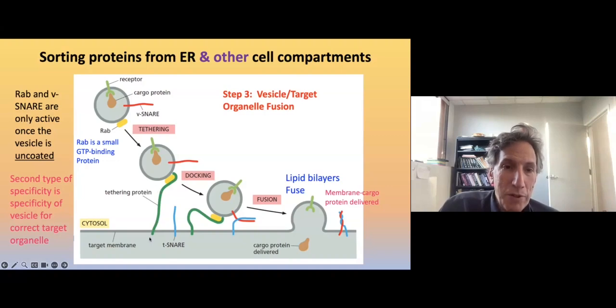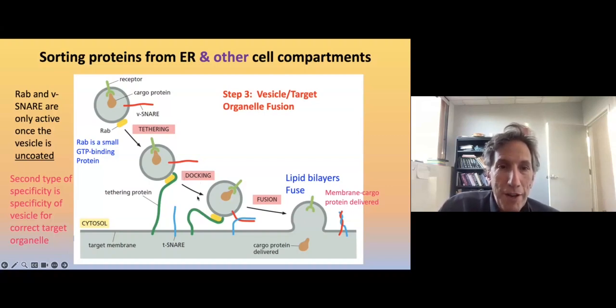The target organelle always has a tethering protein, which is kind of long, and it will bind to the RAB. That will still not cause fusion, but it'll bring the uncoated vesicle close to the membrane. So tethering is the first step, and then the second step is docking. I don't know if I said it was two-step; I guess we can really say it's three-step. But let's talk about step two, docking.